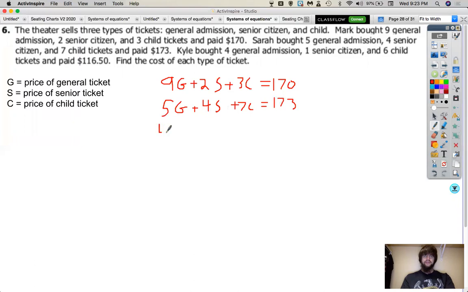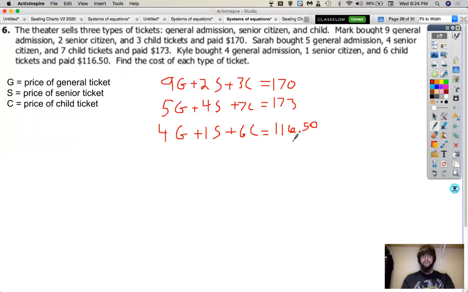Kyle, you got that 4 general, 1 senior. I'll go ahead and put the 1. And 6 child. And paid $116.50. Make absolute certain that you've got it lined up correctly. General, senior, child equals constant. Okay, we're good.